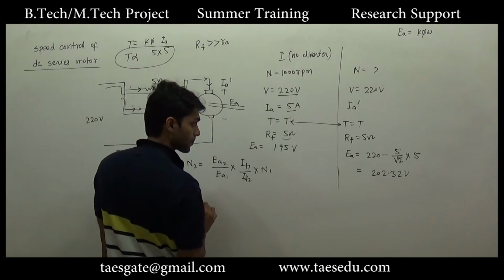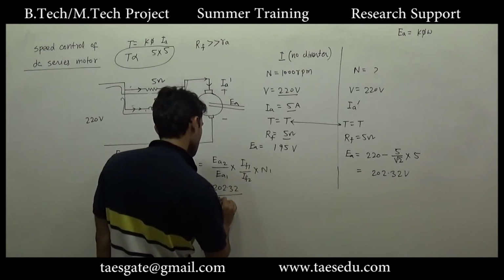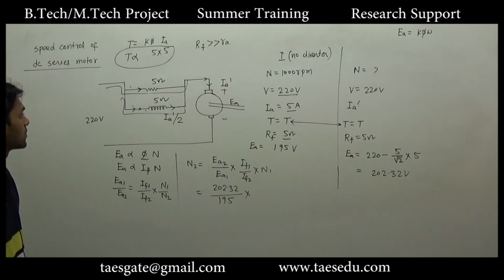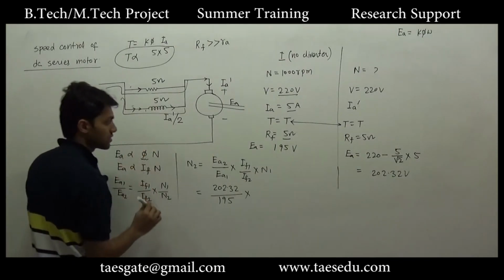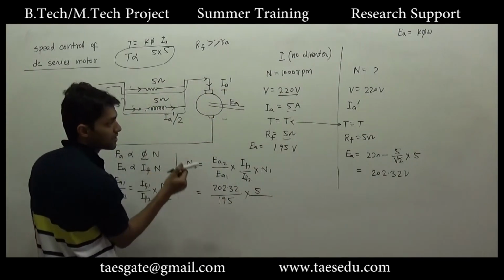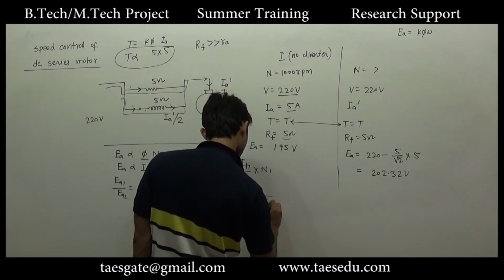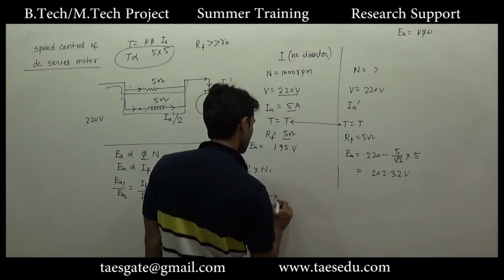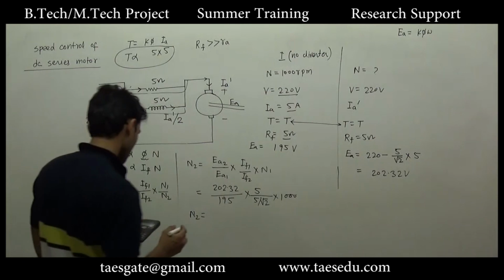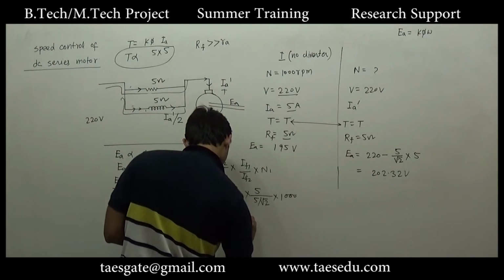So EA2 is 202.32 divided by EA1, which is 195, into IF1. The field current without the diverter was 5 ampere, and due to the diverter the new field current is 5 by root 2, into speed, which is 1000. So N2 is 1467.3 rpm.